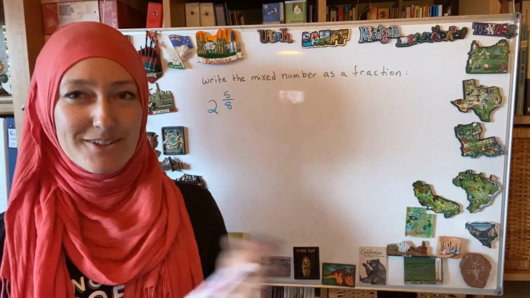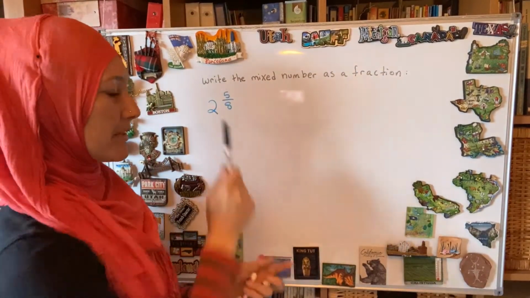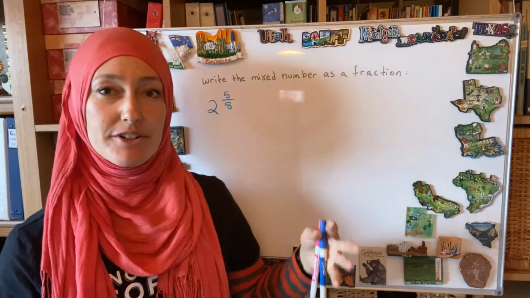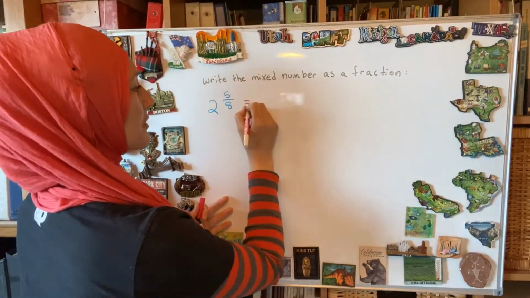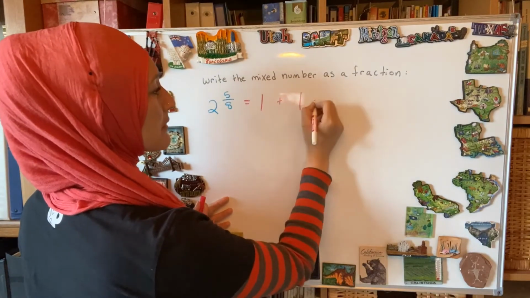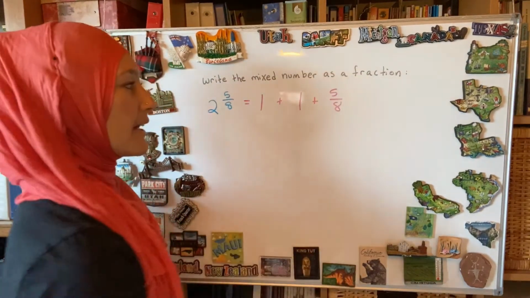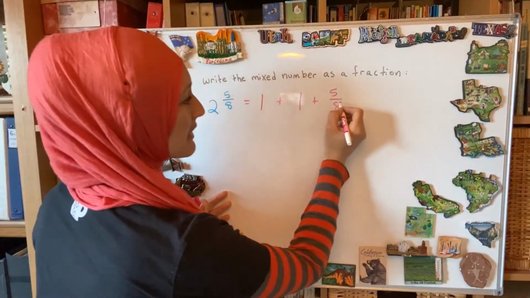Okay, last one. Again, you can pause it and do the work and then come back and check if it's right. So we want to rename this mixed number as a fraction. Remember, break apart the whole part of it first and then add it together. So the 2, I'm going to rewrite that as a 1 plus a 1 plus my 5/8. Then I just rename my 1 as a fraction.